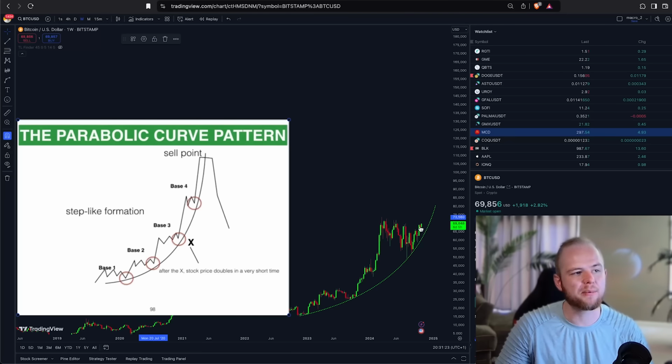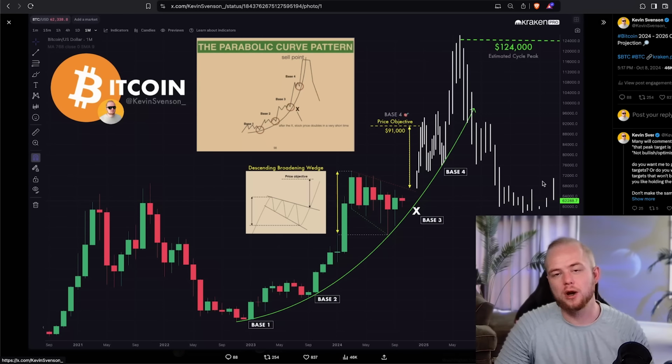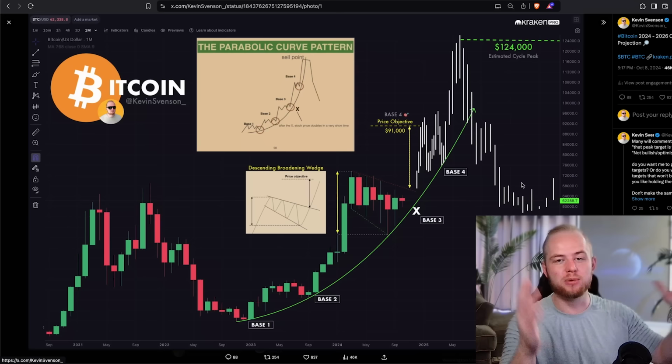Now, we do have base four ahead of us, so it's not gonna be a straight line up. We're gonna have a lot of chop. We're gonna have pumps, some sideways chop, and then continuation runs. And this is what I posted on Twitter to give you guys a better idea of what I'm looking for. Now, remember, this is not my opinion. This is what the textbook is saying.